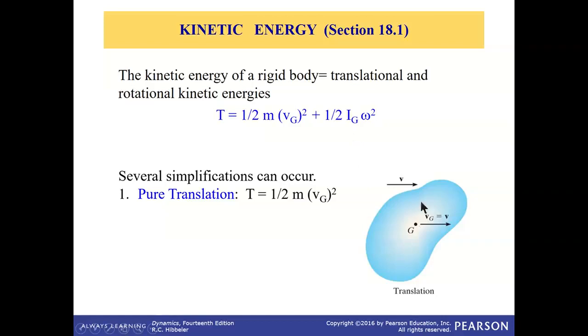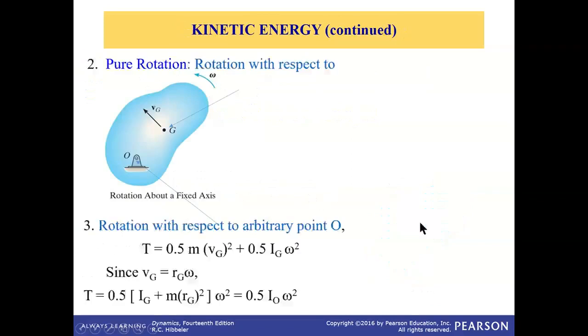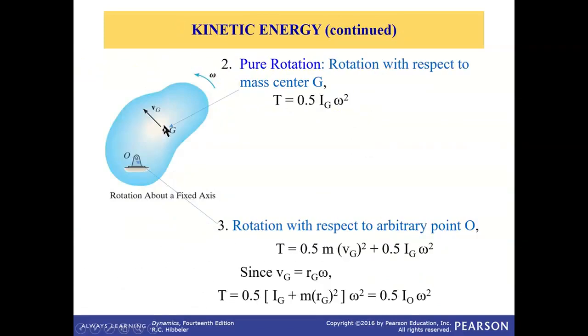For example, consider this rigid body which is in pure translation. It just moves in a linear direction. It does not rotate with respect to its mass center or any other point on the rigid body or outside the rigid body. That means omega is 0. So this rigid body has only pure translation kinetic energy, which is 1/2 m vg square, because omega is 0, it's pure translation. Now consider this example where the rigid body is in pure rotation.